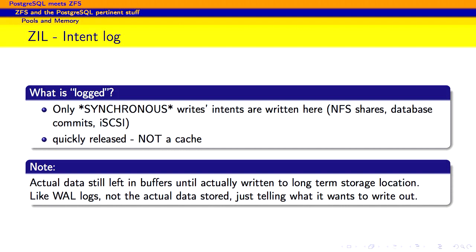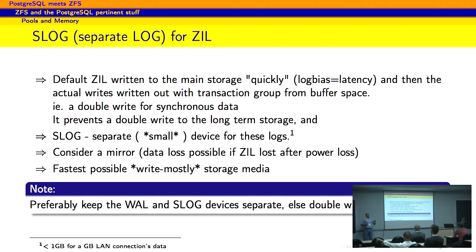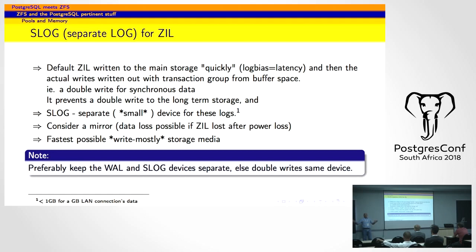The SLOG is the part where you take that ZIL log out of the main storage and put it on a separate device. It's small, because it's only every 5 seconds or 10 seconds, depending on the configuration that you use, that you need to store, so it's not big data. It's quickly released once it's written to storage, but you need to make sure, just as with your WAL logs, it's on proper storage. Otherwise, you can lose the storage and your database with that.